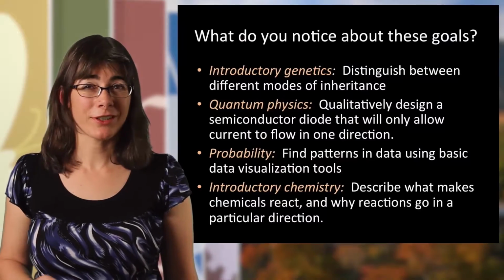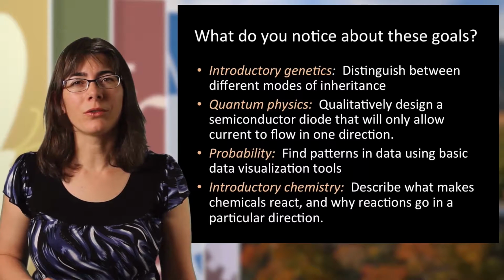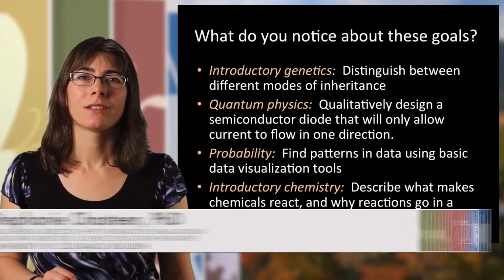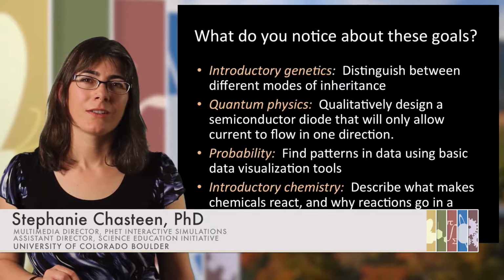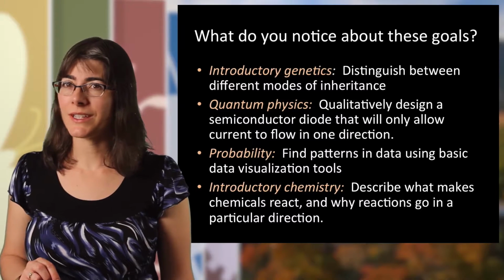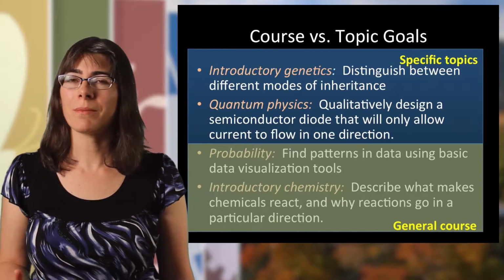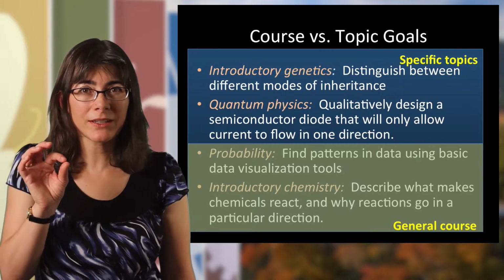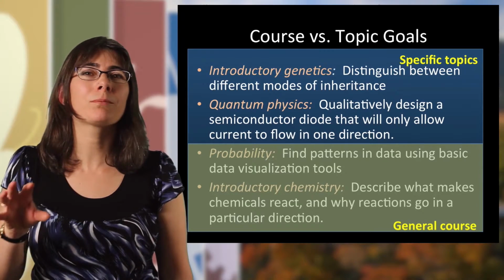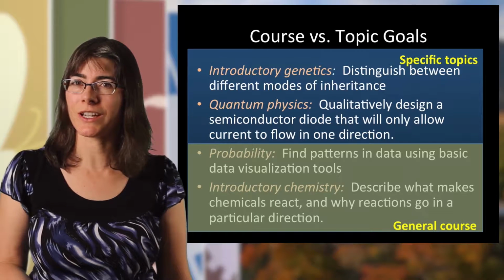Back at some examples. Here are some of the examples I showed you earlier. What do you notice about these goals? Look them over. One of the things you might notice is that these goals do have different scopes. The ones on the top are really focused on a specific topic, and the ones on the bottom are really broader across the whole course. So there are these different scales of learning outcomes.